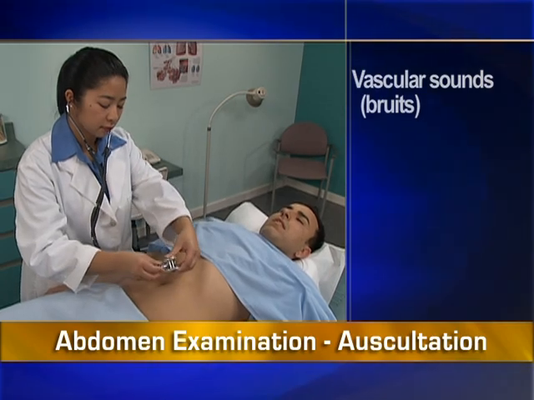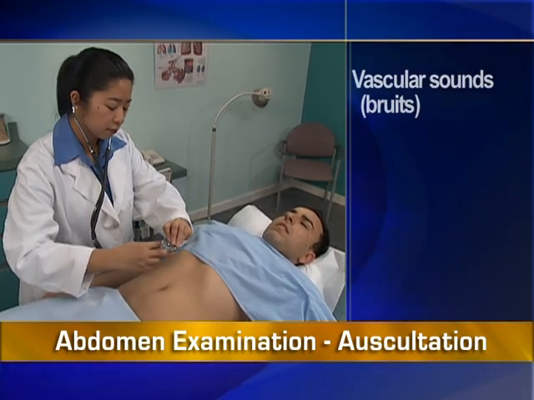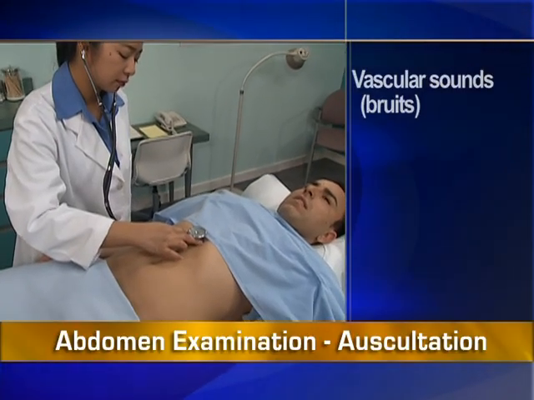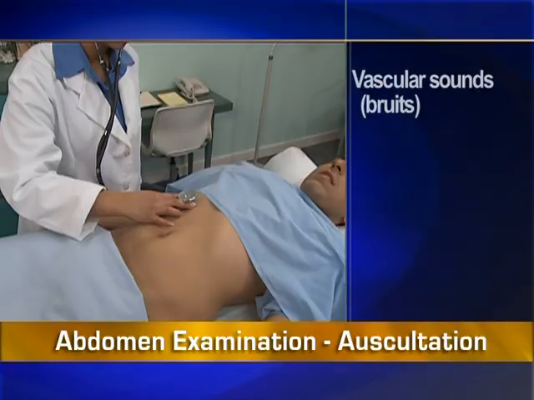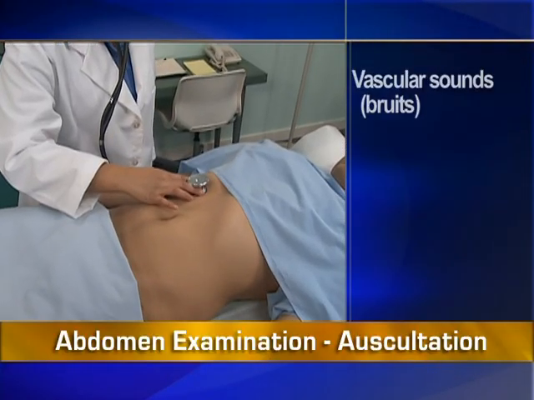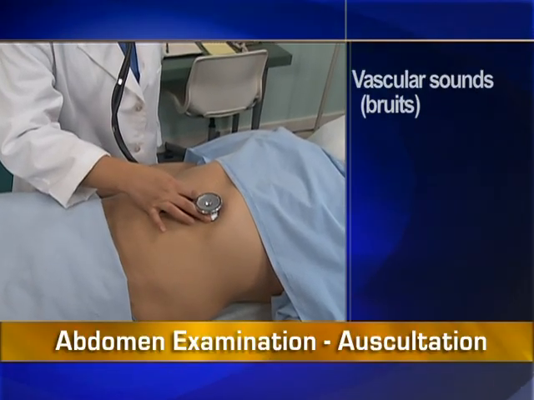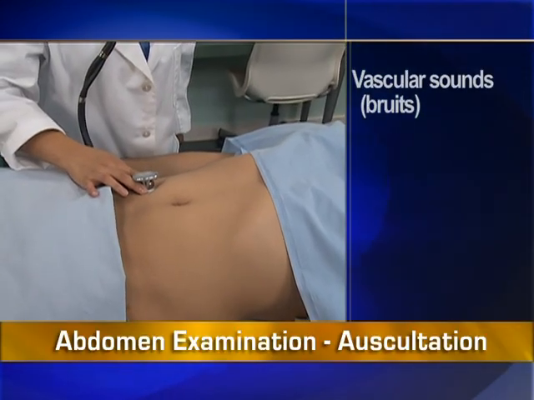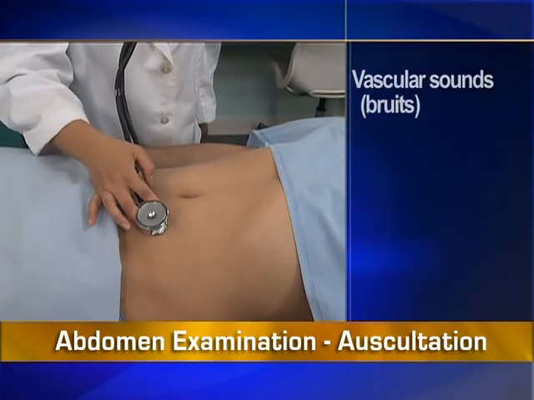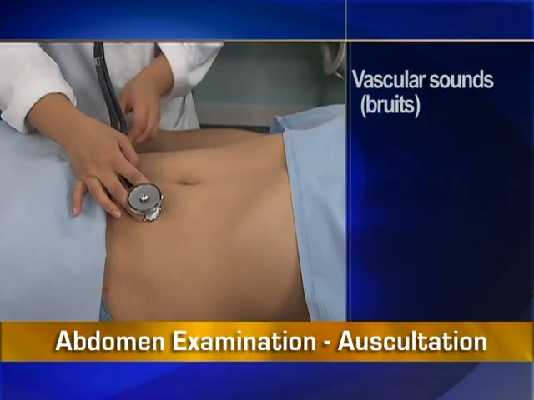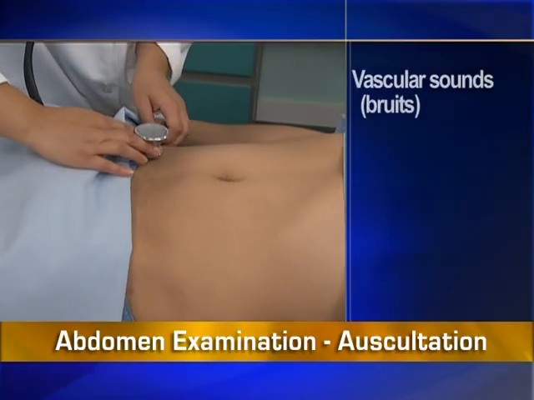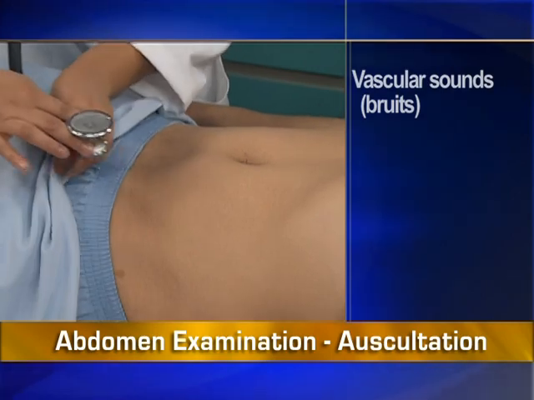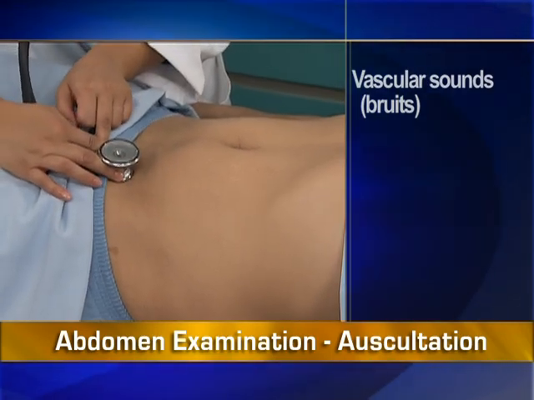Next, auscultate for vascular sounds or bruits. Using firmer pressure, listen over the aorta, renal arteries, iliac arteries, and femoral arteries. You should hear no vascular sounds. If present, a bruit sounds like this.